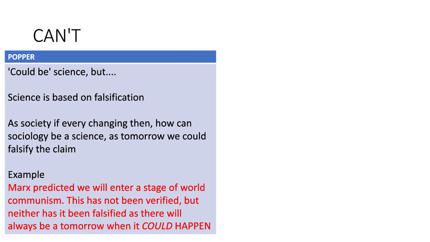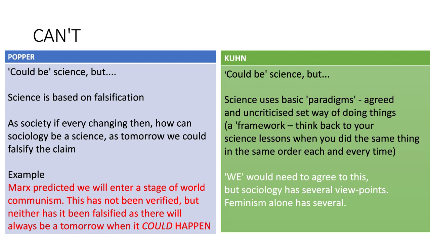So based on that, Popper believes that we can't study sociology as a science, because for it to be a science, it has to be falsified, and society never ends, it will always continue. The second thing comes from Kuhn, who says that it could be a science, but science uses a single paradigm. This is where scientists agree this is the way that we must research, and we are uncritical of it, and just the way we do it.